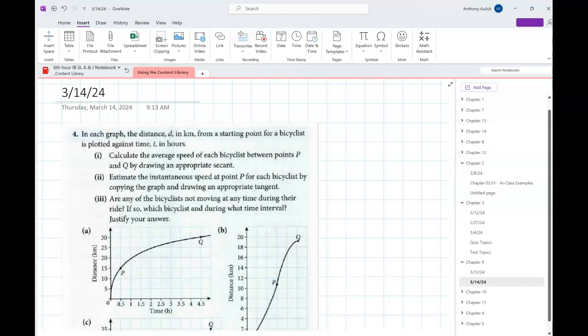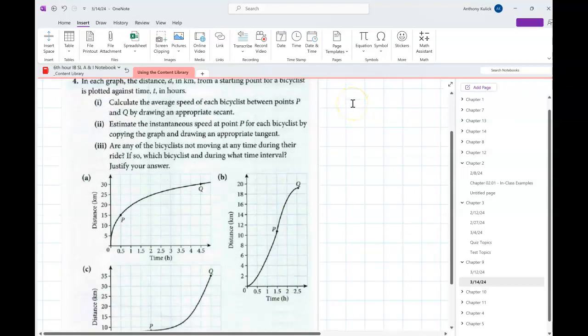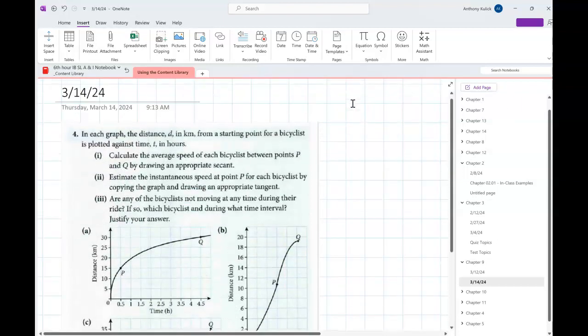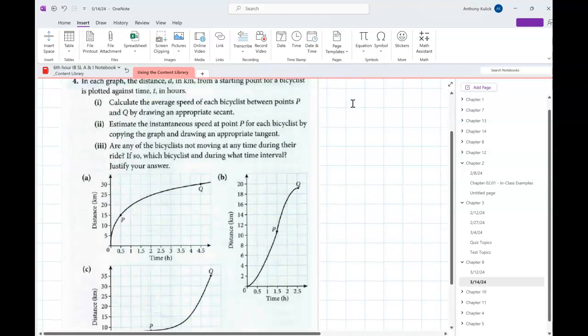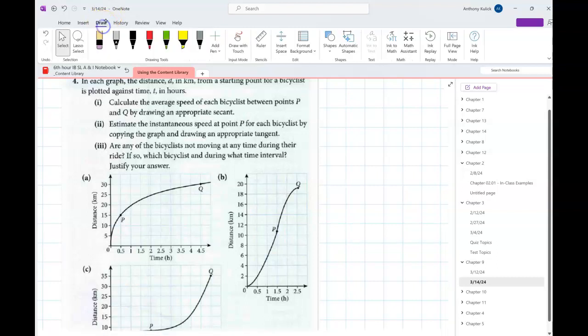All right. So 9-4 says, in each graph, the distance d in kilometers from a starting point for a bicyclist is plotted against time t in hours. And I don't think we're going to answer this for every graph. We're just going to do one of these, because once you've done it once, that's a good example, and you can try it on your own after that. So it says calculate the average speed for each bicyclist between the points P and Q by drawing the appropriate secant.